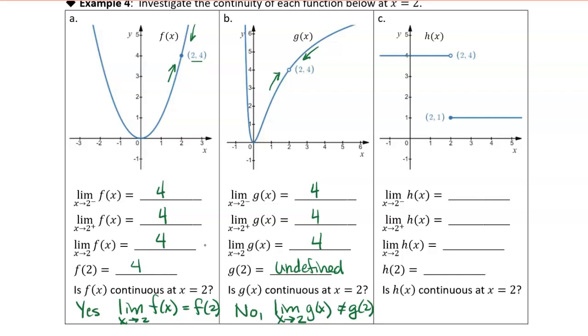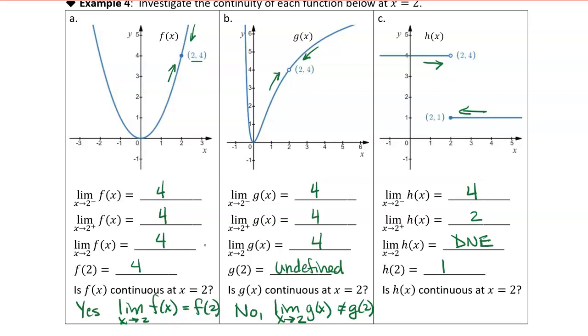All right, let's look at this last one. We have a piecewise function that has a break at 2. So let's look at what happens as we approach from the left. The limit as x approaches 2 from the left of this h of x function looks like it's approaching 4. Now if we come at it from the right, it looks like it's approaching 2. So this limit does not exist. I'm just going to write DNE. And what is the value of the function at 2? Well, I have a closed circle at 2, 1. So it looks like the value of the function is defined to be 1 when x is equal to 2.